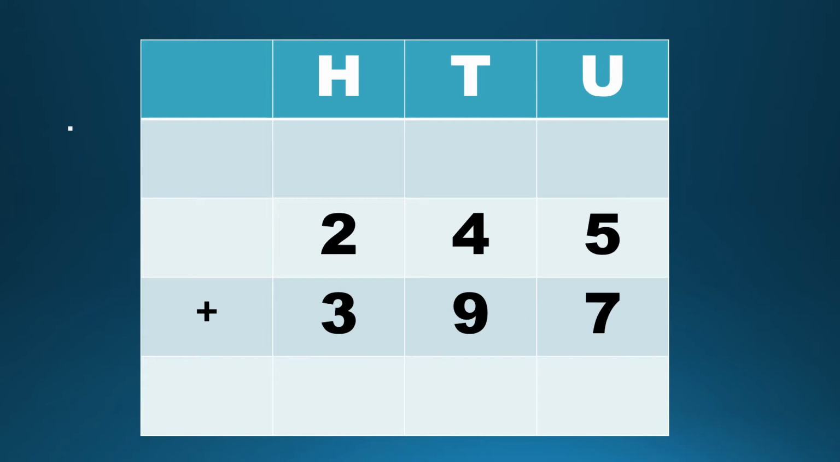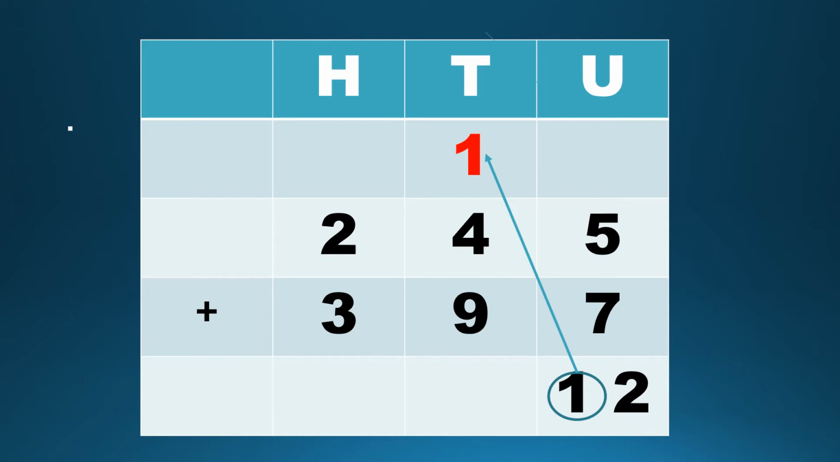Let us solve these sums together. 245 plus 397. Now remember, you have to start adding from the units place. So we have 5 plus 7. What is 5 plus 7? Correct. The answer is 12. But we carry over 1 to the tens place.